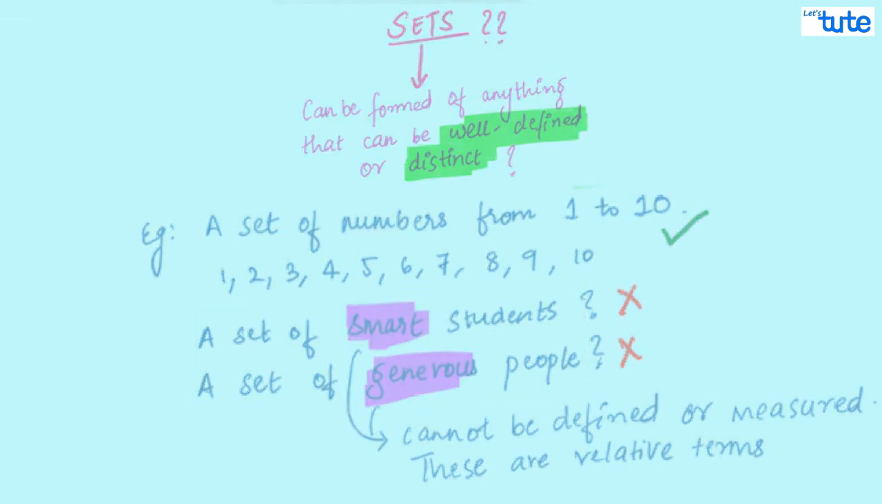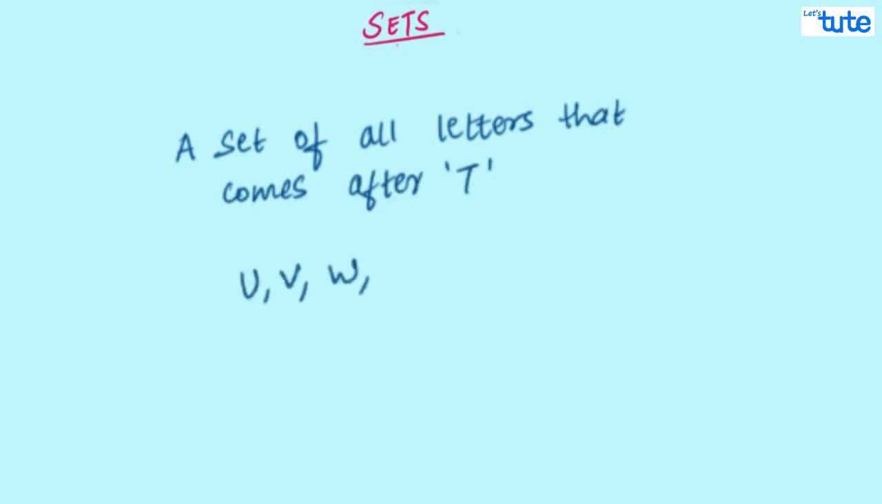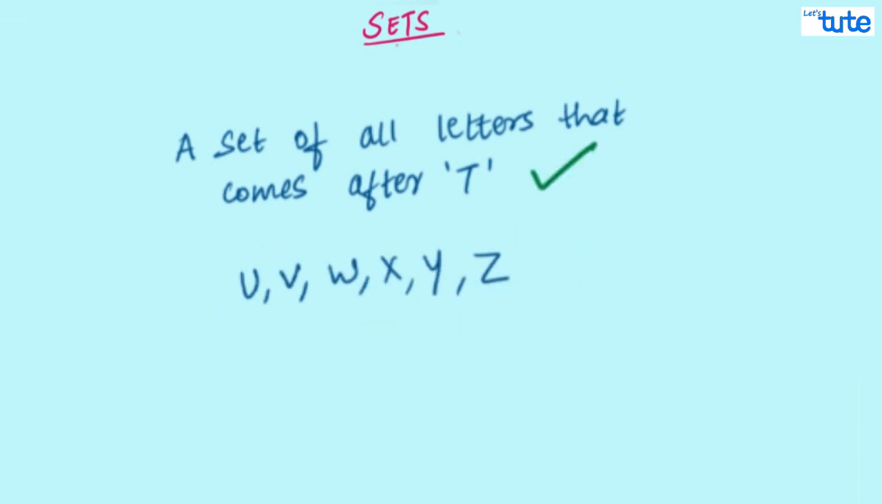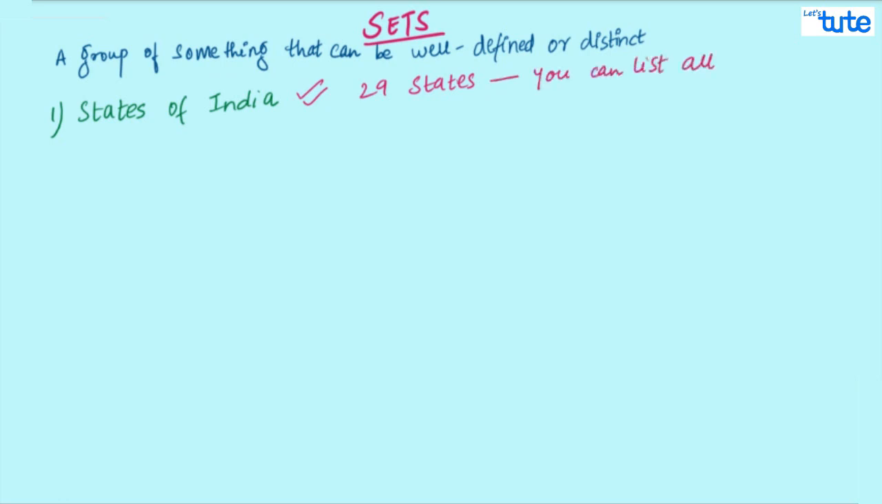Let's take a simpler example. A set of all the letters that come after T. So what all letters will be there? U, V, W, X, Y, and Z. Yes, so this can also be called a set, right? Let's see a few of these examples to check if we can form a set of them or not. The first is states of India. So, can we form a set of this? Yes, because there are 29 states in India and you can list all of them.